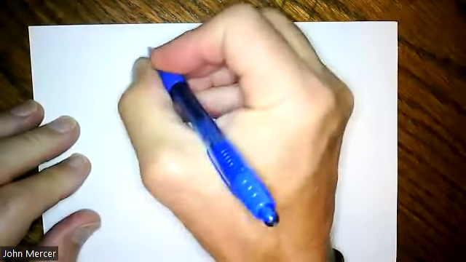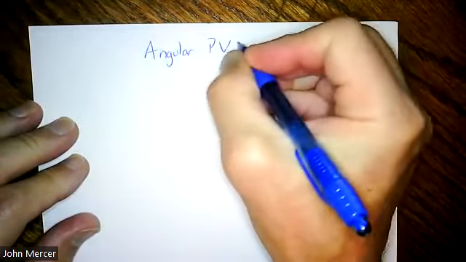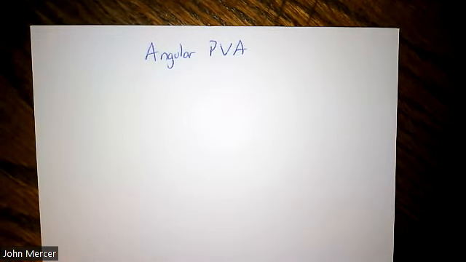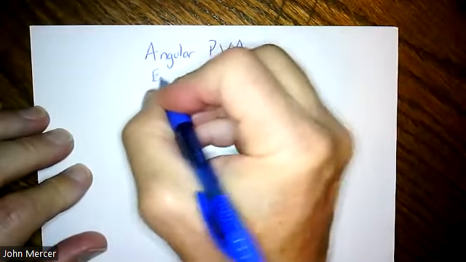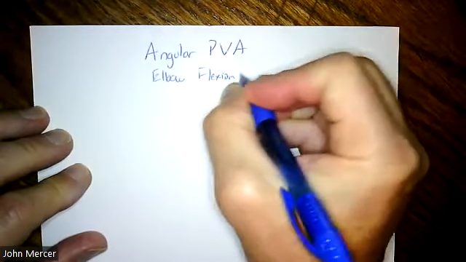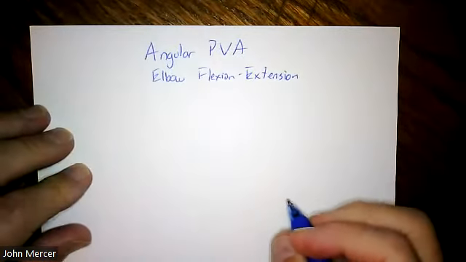Okay, in this presentation, we are going to go through angular PVA using the graphing technique. So let's do angular position, velocity, and acceleration. And the activity that I thought we would go ahead and describe would be elbow flexion, extension.